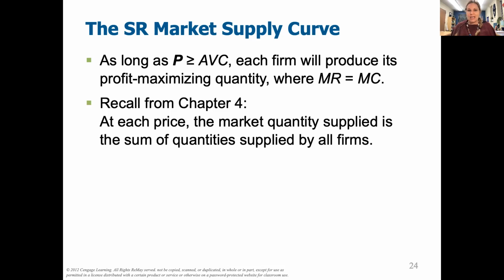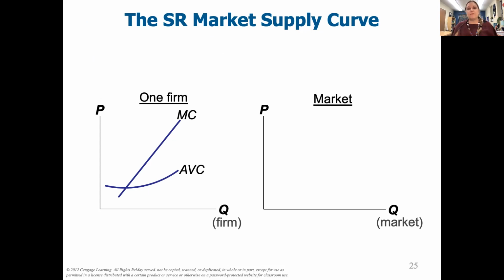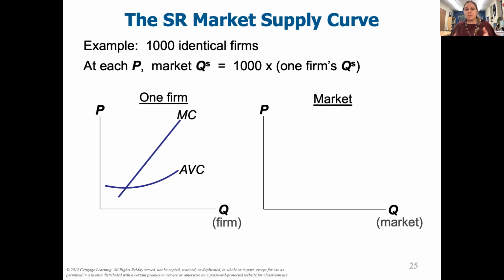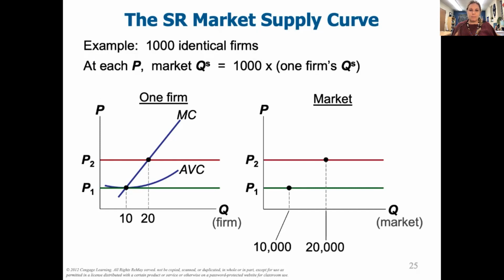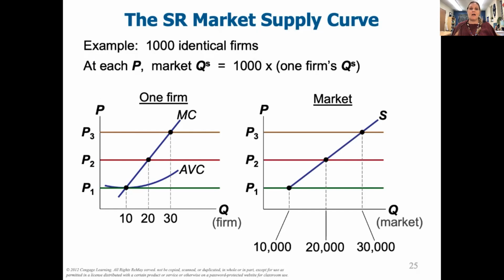At each price, the market quantity supplied is going to be the sum of all the individuals supplying in that market. So if we've been looking at the graphs of one firm in a market, if we had 1,000 identical firms, then at each price, that market quantity is 1,000 times the individual. So we're going to see that the curves look very similar, but the scale is different, right? As we build it, we take our points, and this is what builds our upward sloping market supply curve.